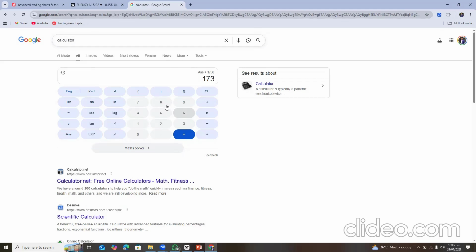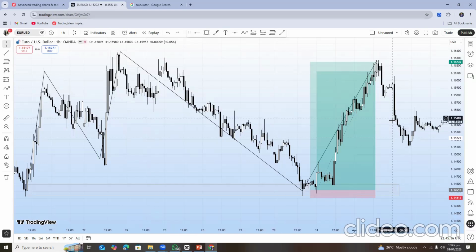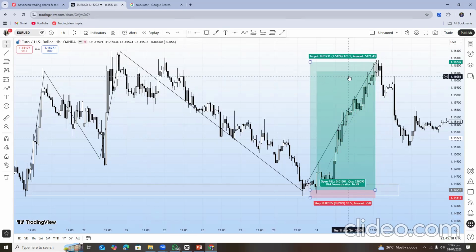173 times one, and that's going to give you $173. So 0.1 would have given you that, and the 0.01, the least, would have given you $17.3. That's the beauty. You get a point. Very, very simple. Okay, so that's a lot of money.